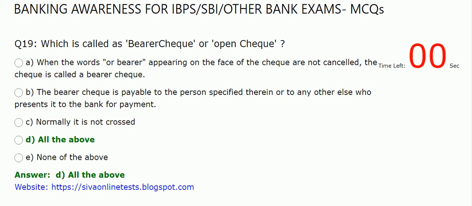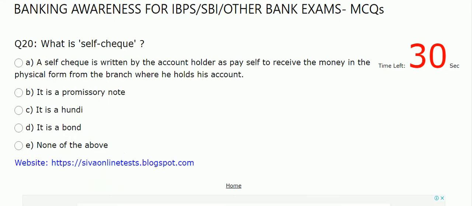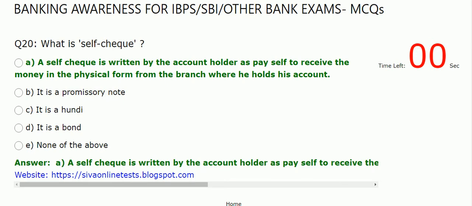Question 20. What is self-check? Options. A. A self-check is written by the account holder as pay self to receive the money in the physical form from the branch where he holds his account. B. It is a promissory note. C. It is a hundi. D. It is a bond. E. None of the above. Answer. A. A self-check is written by the account holder as pay self to receive the money in the physical form from the branch where he holds his account.